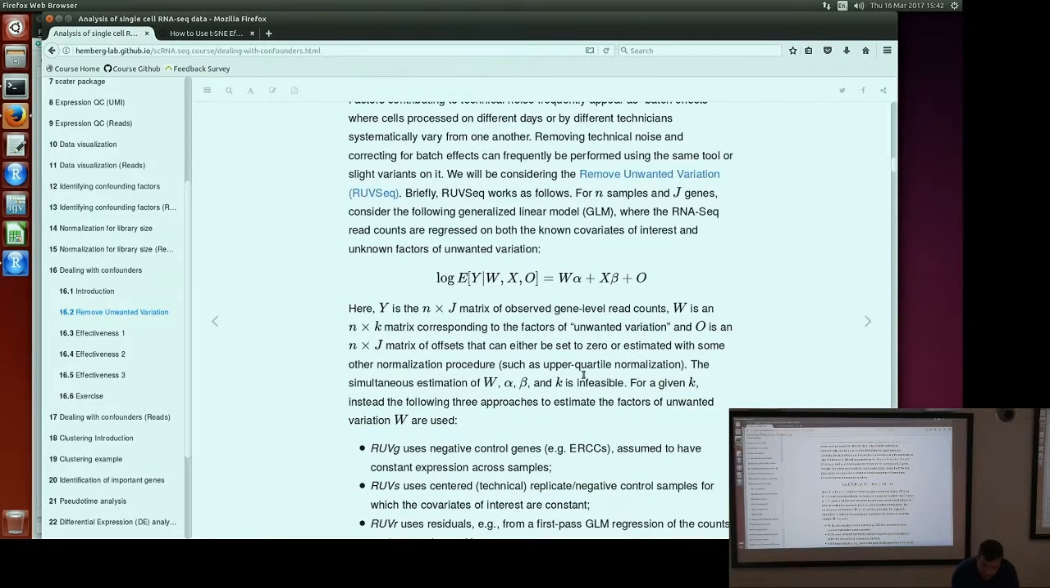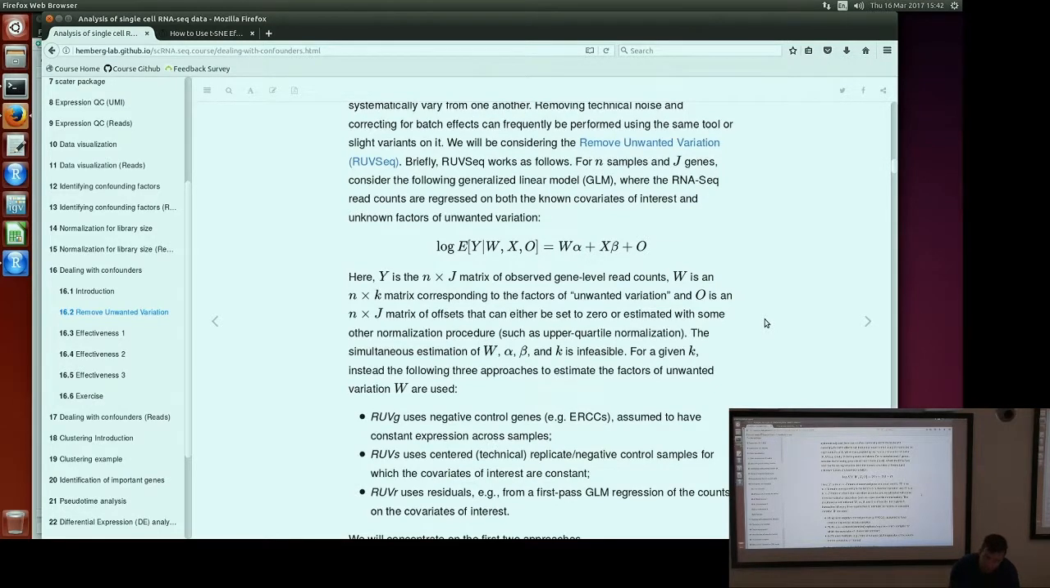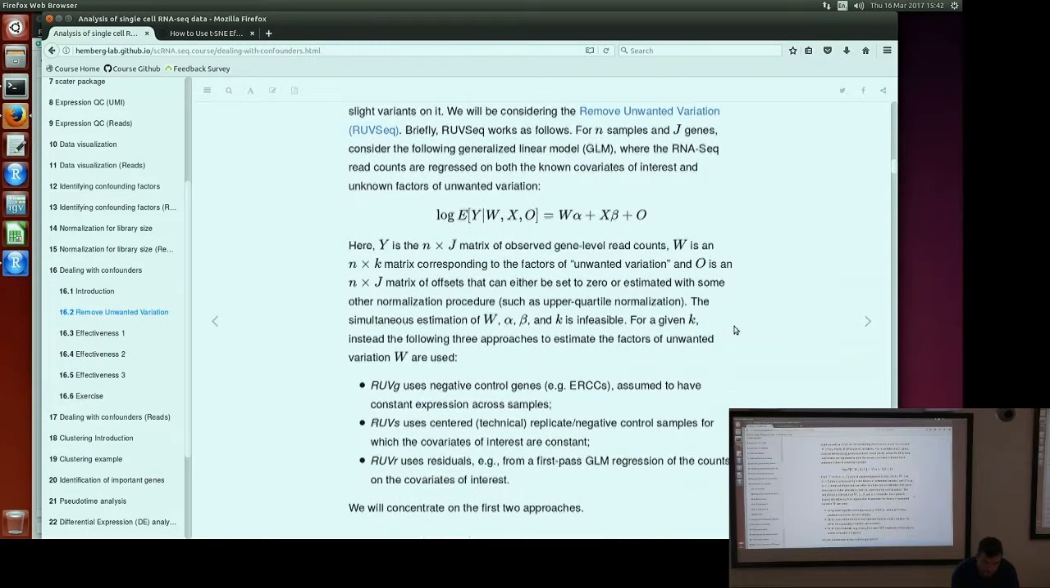And so the challenge here is that simultaneously computing the unknown factors, their coefficients, the coefficients for the known covariates, and K, the correct number of unknown factors that we want to fit, is not feasible. So instead, up front, we need to say, I want to allow the model to fit K factors. And given that, then we can estimate the factors of unwanted variation, so this W matrix, in various ways. So RUV offers 3 methods to do this.